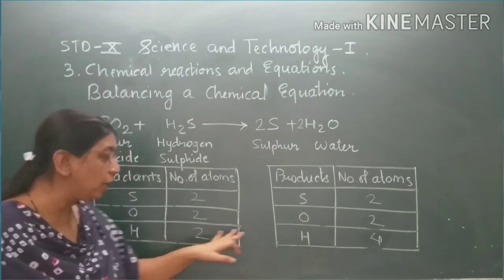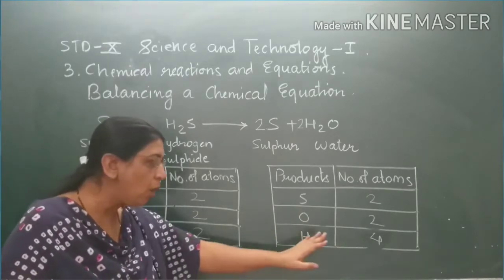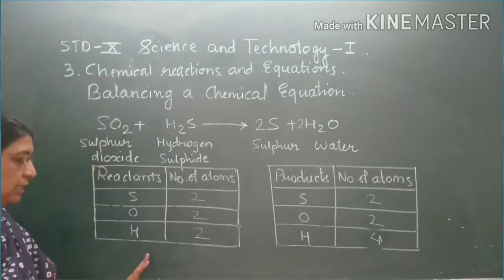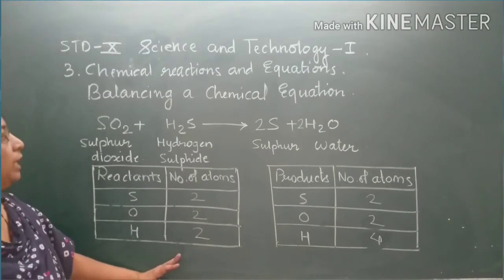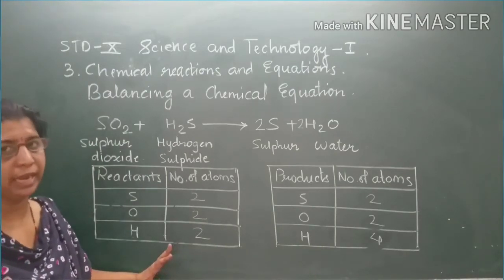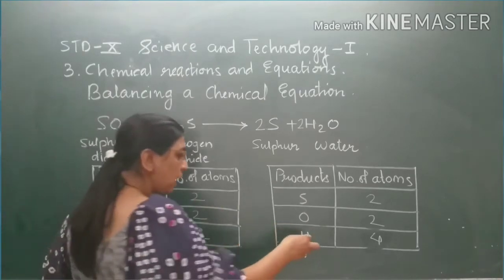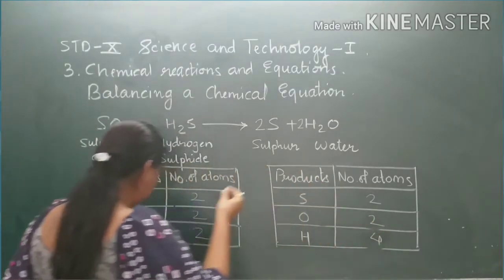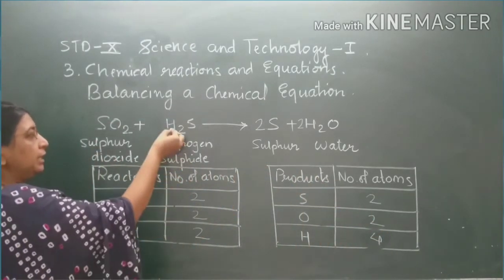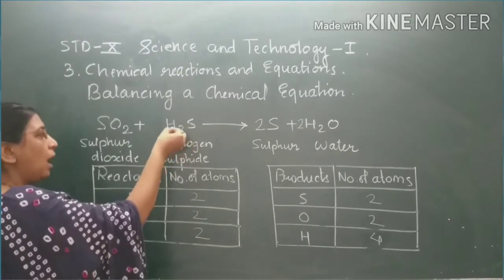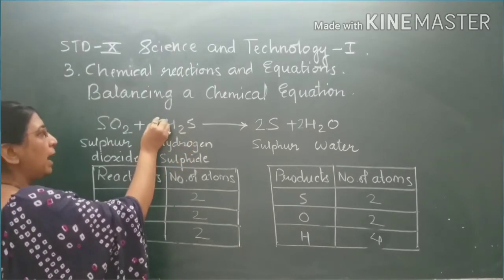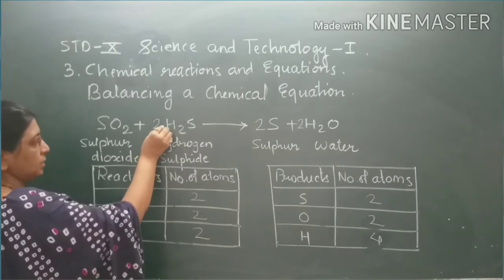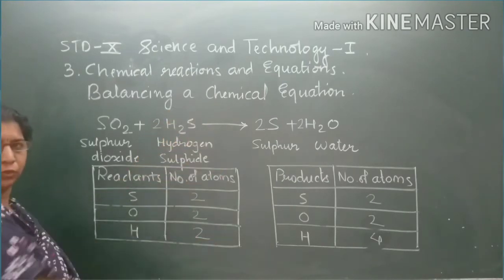So here, still hydrogen is not the same. Now how can I get 4 hydrogens on the reactant side? Yes, we can change the number on the reactant side also. As hydrogen are 4 in number, let me come to the reactant side. In the reactant, hydrogen are only 2. How can I increase them to 4? By writing 2 atoms or 2 molecules of H2S.